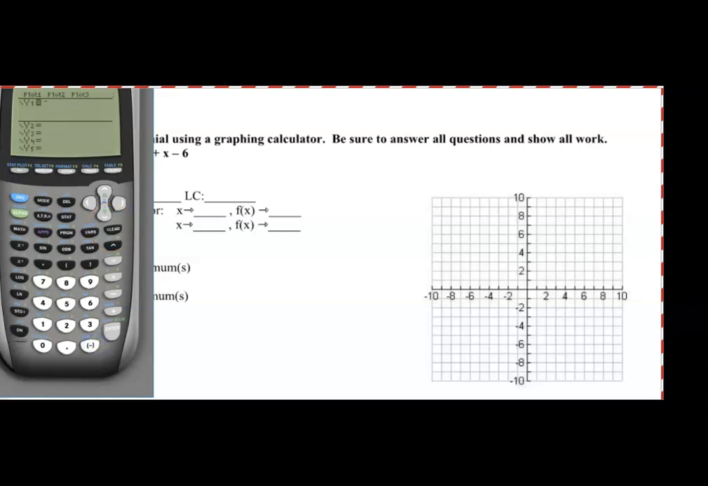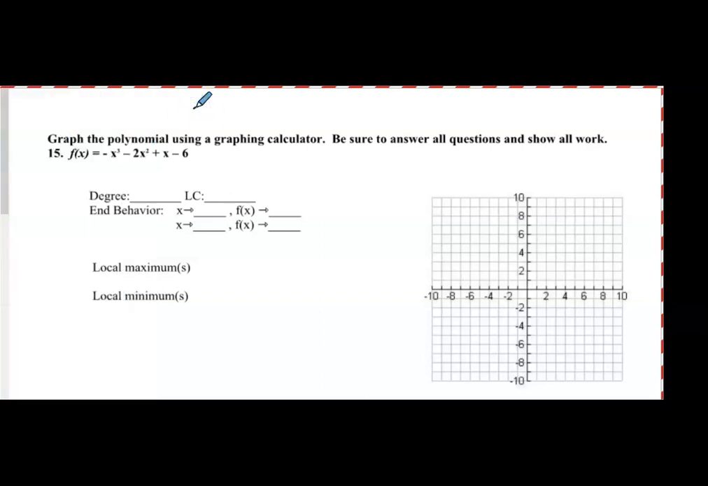Notice there's a little negative there, x to the third power, minus 2x squared, plus x minus 6. Okay? See what it looks like. Okay, it's a negative cubic. So since it's a cubic, it has a degree of 3 and -1 for the lead coefficient. As you saw from the graph, as we went left, it went up, and as we went right, it went down.